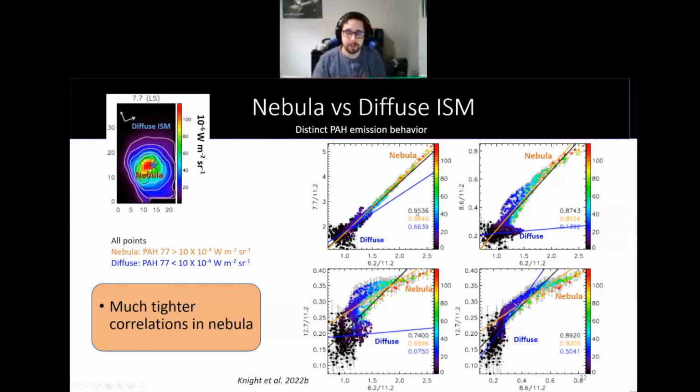So this indicates that there's some distinct PAH emission happening within the nebula and the diffuse ISM surrounding the nebula. And particularly, you can see a branching here between the 6.2 and the 8.6 band, as well as this strange arcing behavior with the 6.2 and the 12.7 band.